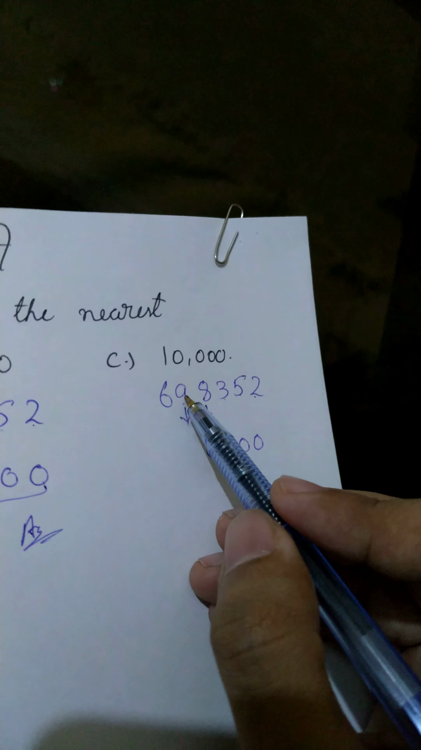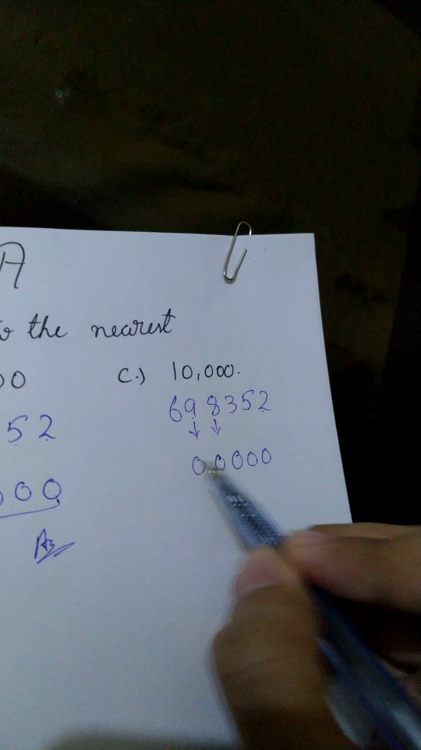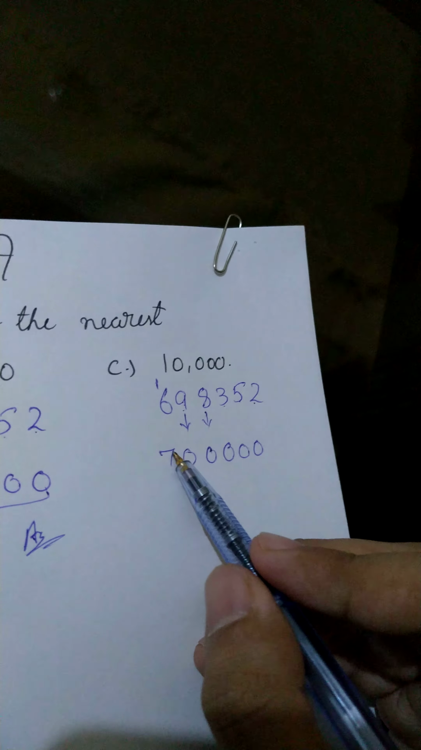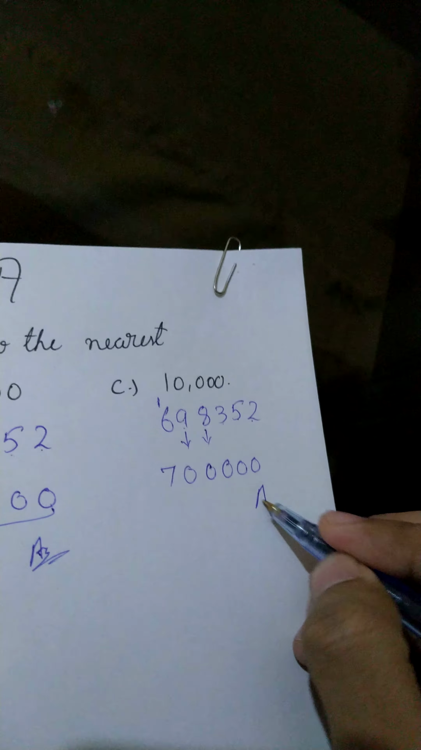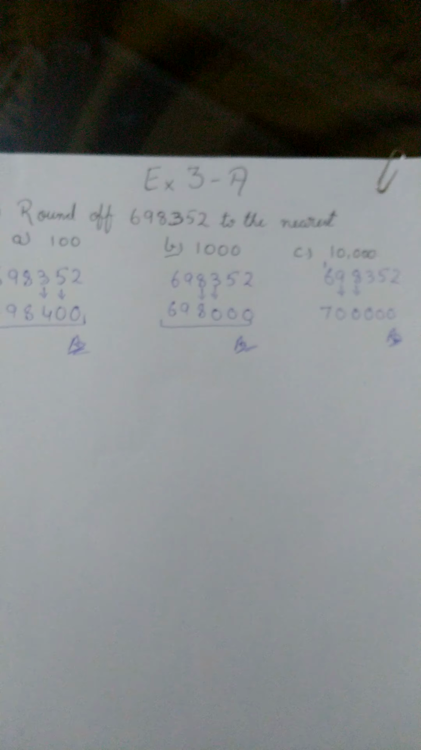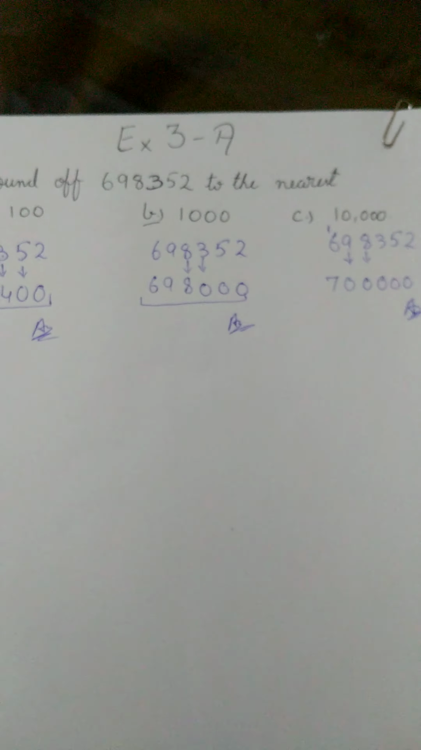9, as we are rounding up, will be added 1. 9 plus 1 is 10, so I will write 0 here. 1 is carried. 6 plus 1 is 7. The answer is 700,000. Okay, so we have done question number 1 here. We will do question number 2 and onwards in the next video.